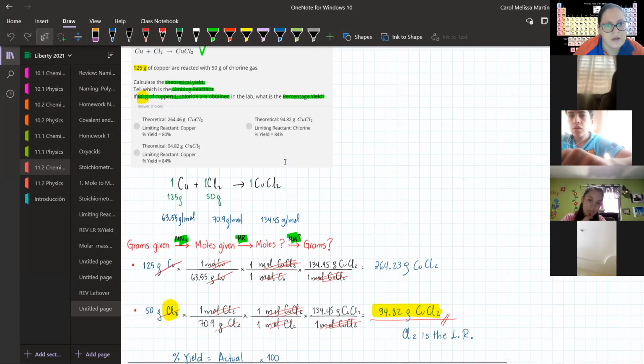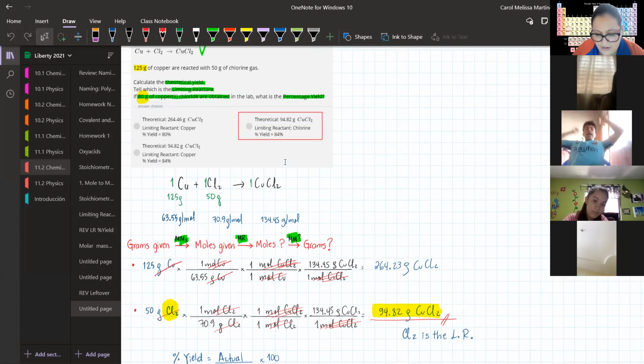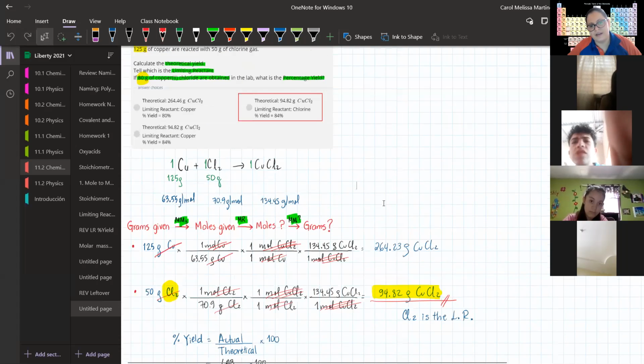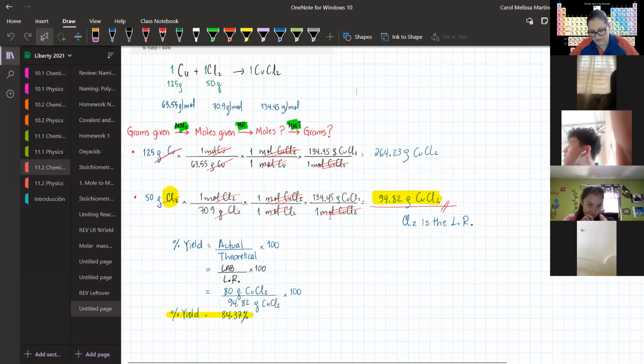So the right answer is the third one. The theoretical yield 94.82, sorry. The limiting reactant is chlorine and the percentage yield 84%. So as you can see, all this matches the answer that we got. That was the first exercise. If you have any doubt on this exercise, let me know. I'm bringing the second exercise.